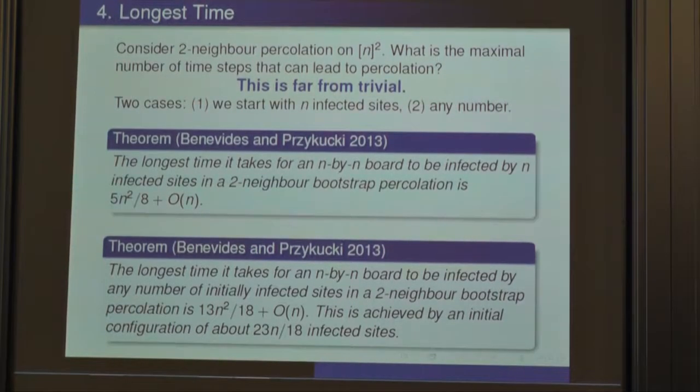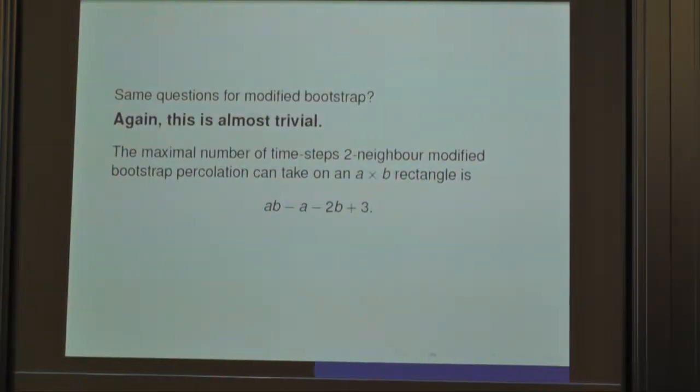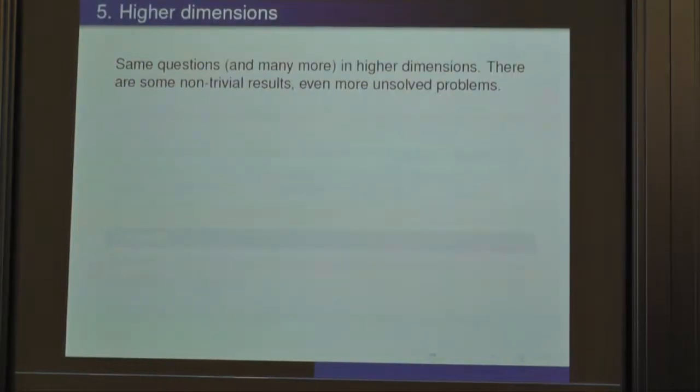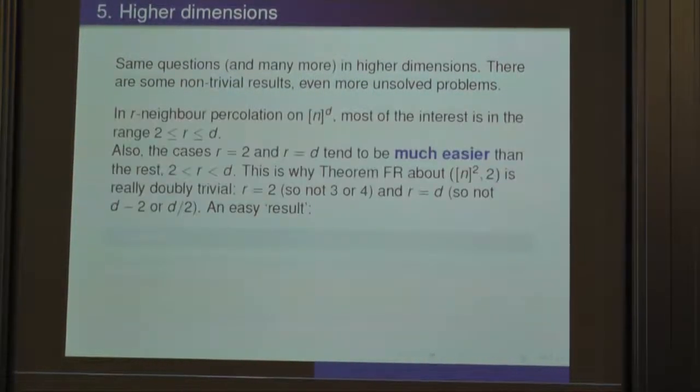Anyhow, the number of infected sites you need at the beginning is 23 over 18. Okay, in modified bootstrap percolation the answer doesn't look trivial, but it's not a problem. What about higher dimensions? Of course, all these questions remain in higher dimensions, and then we have different problems.